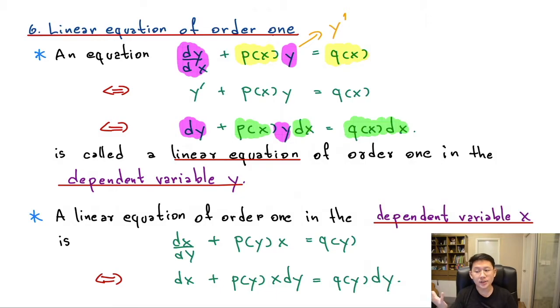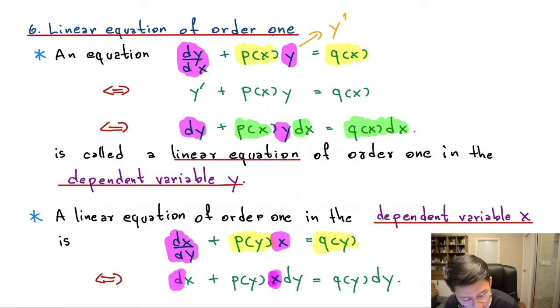The next one is the linear equation of order 1 in the dependent variable x. So it's the same thing, it just swaps x and y. So we have dx by dy and we have x here. See? So we have one x here and the dx by dy, and the rest are just functions of y. And in the differential form, we have the x here, and the rest are functions of y.